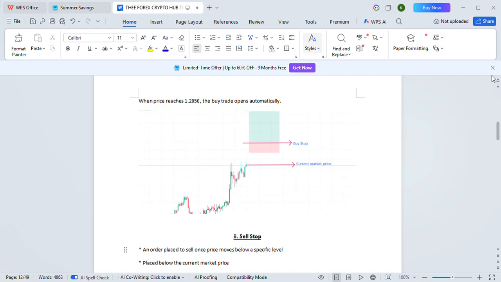The high probability will be, when is tomorrow? Tomorrow is Thursday. So we have Thursday and Friday. This was the low of last week, so it won't be easy to take out the low of last week.